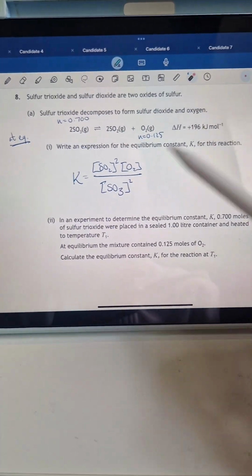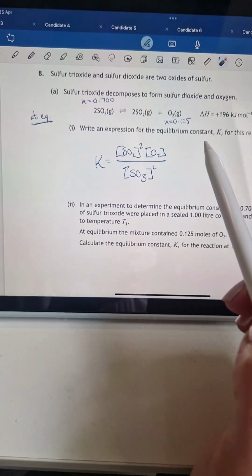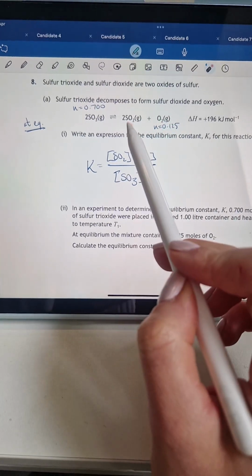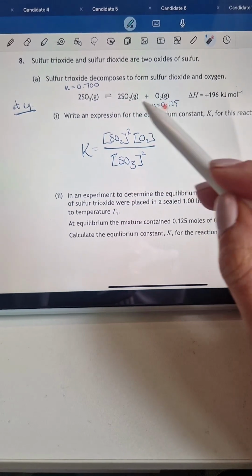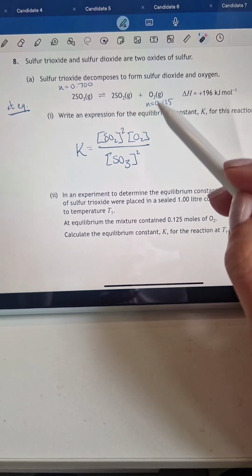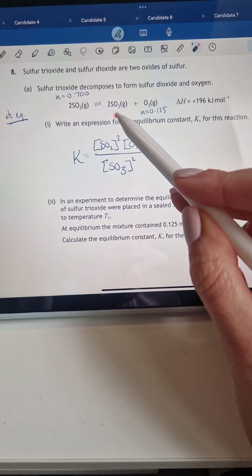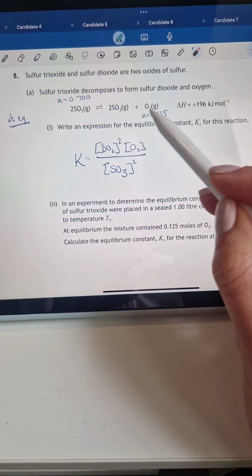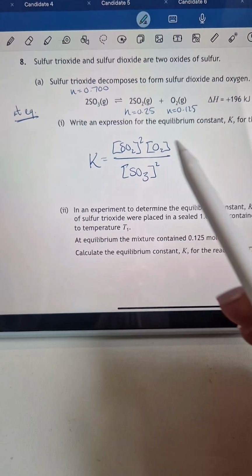Now, to be able to work out the equilibrium constant, we need to know how much of everything we have at equilibrium. So we know how much oxygen we have at equilibrium, but we don't know how much of the other things we have yet. To work out the amount of the other product, we just need to use simple stoichiometric ratios. So if we've got 0.125 moles of oxygen, then we must have double the amount of sulfur dioxide because it's a 2:1 or 1:2 ratio. That means at equilibrium we'll have 0.25 moles of sulfur dioxide.